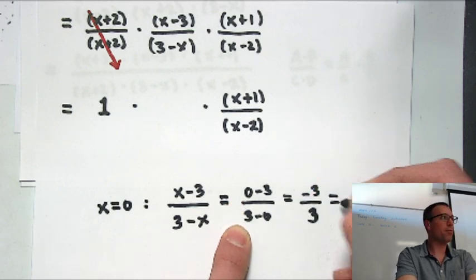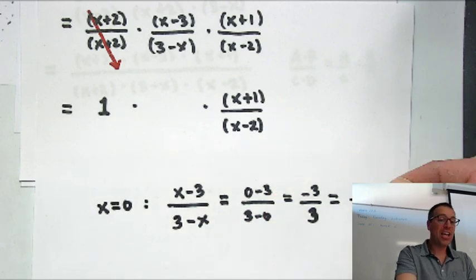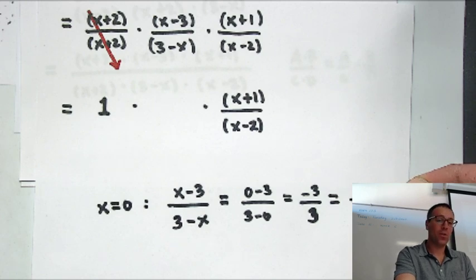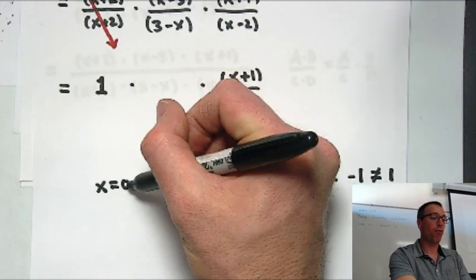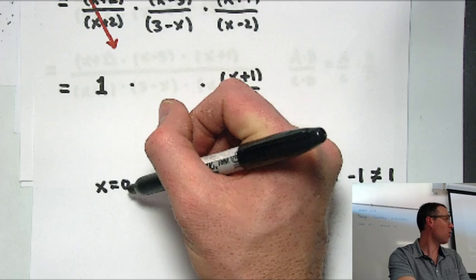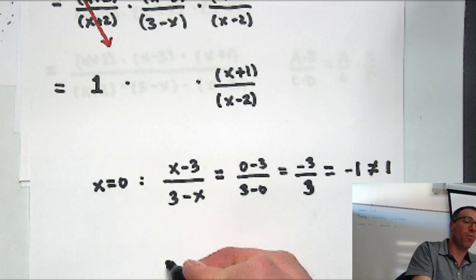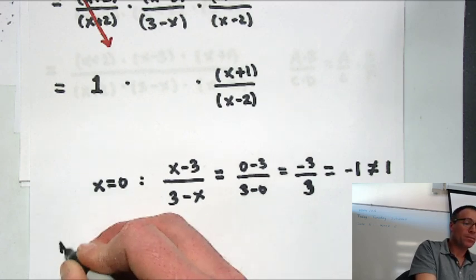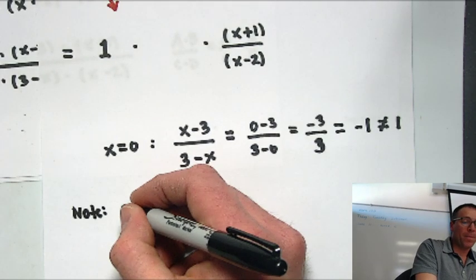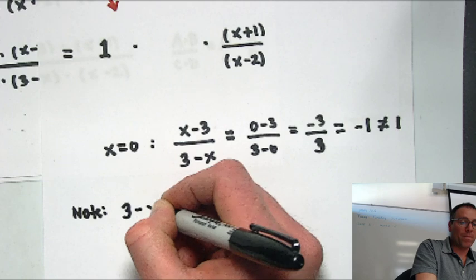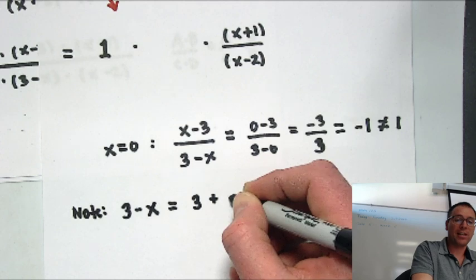3. What is negative 3 divided by 3? Which is definitely not equal to 1. So even though it looks like this thing should be 1, we've just confirmed for at least one value of x that it is definitely not equal to 1. In fact, it's equal to negative 1. And in fact, we have something even more powerful. Let's write this as 3 plus negative x.